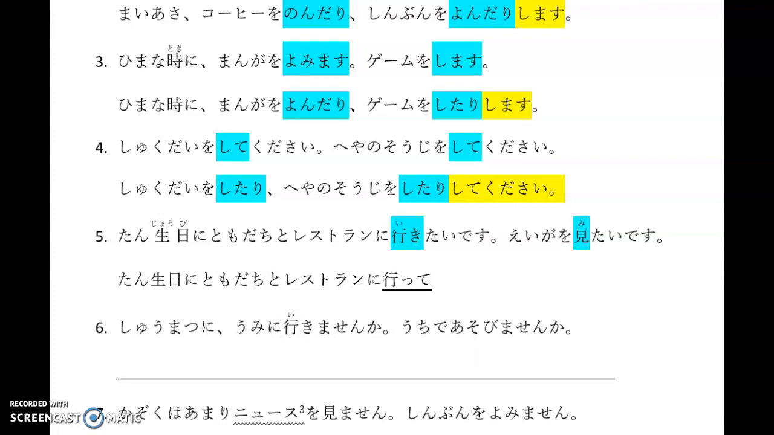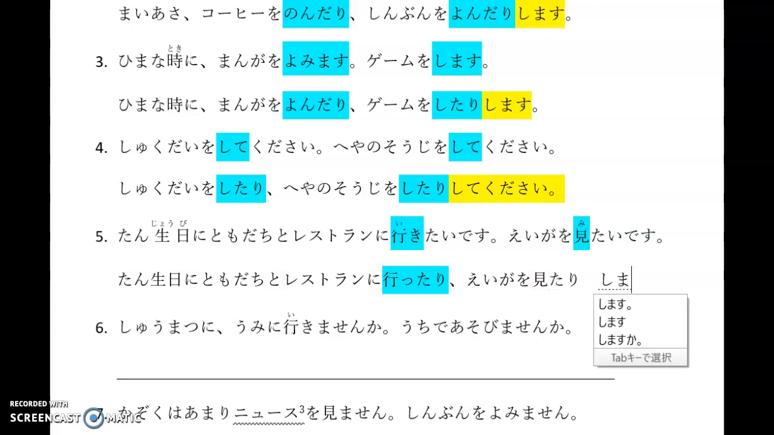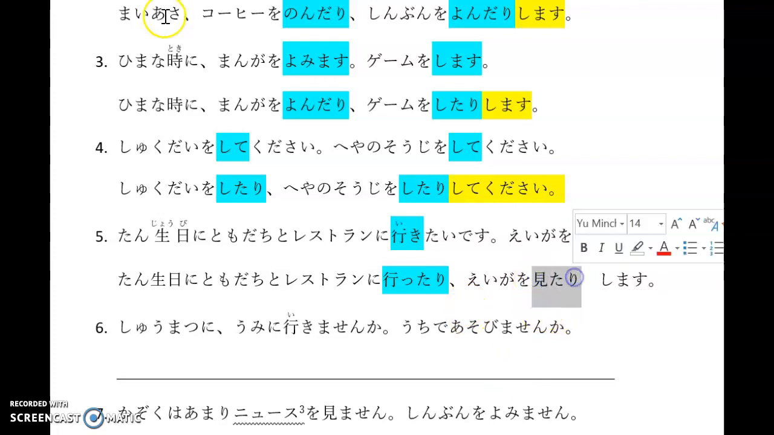in the te form is 行って and 行って becomes 行ったり. Okay? And then, we continue with 映画を見ます in the te form is 見て and change 見て to 見たり. And now we know we have to end with some form of shimasu. So I'm going to just put it there temporarily.